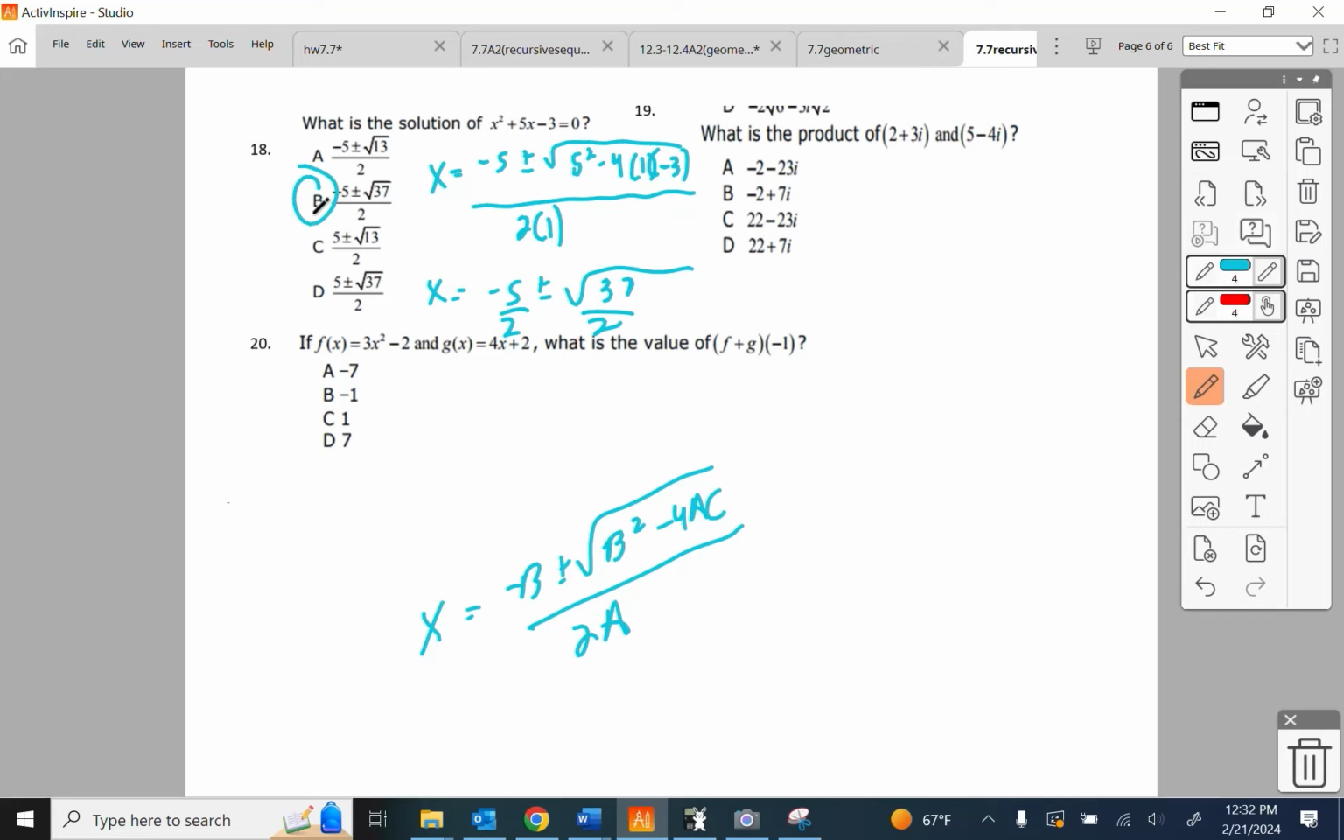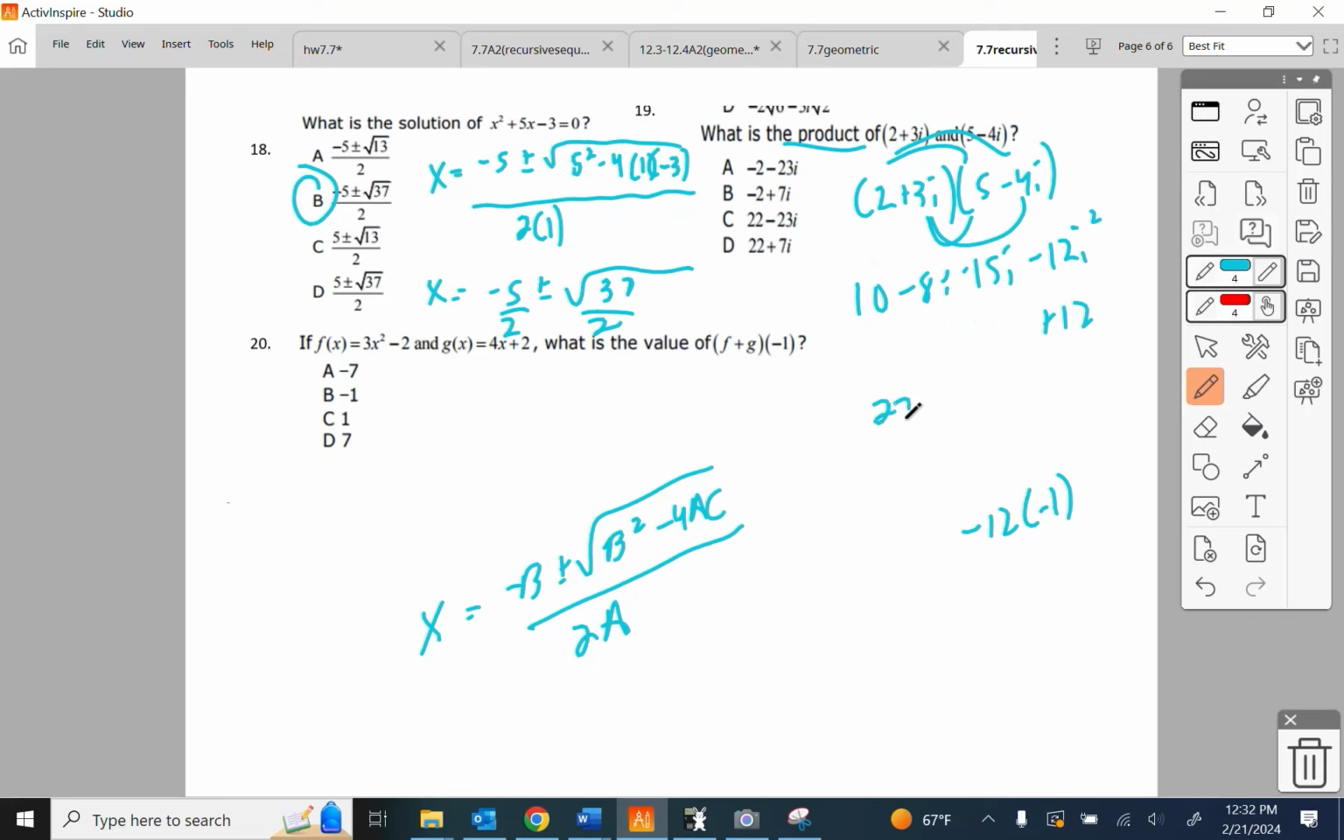19's got a product. Notice it says product. That means we multiply. I'm sure they have an option here where the kid adds 2 and 3 makes 7. Oh, they didn't. Okay. Anyways, just do the double distributive property. 10 minus 8i minus 15i minus 12i squared. Negative 12i squared is negative 12 times negative 1, so plus 12. 10 plus 12 makes 22. Negative 8, negative 15 makes negative 23i. Perfect. Choice C.